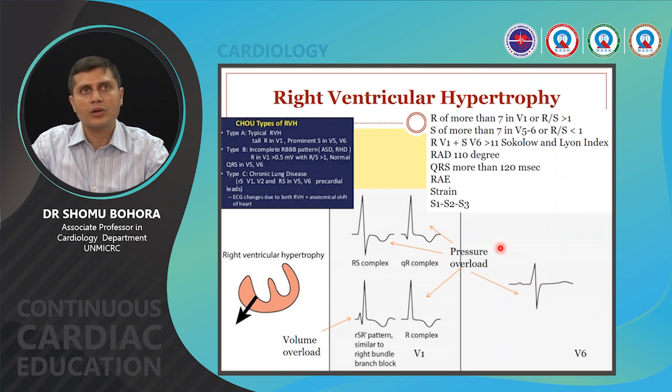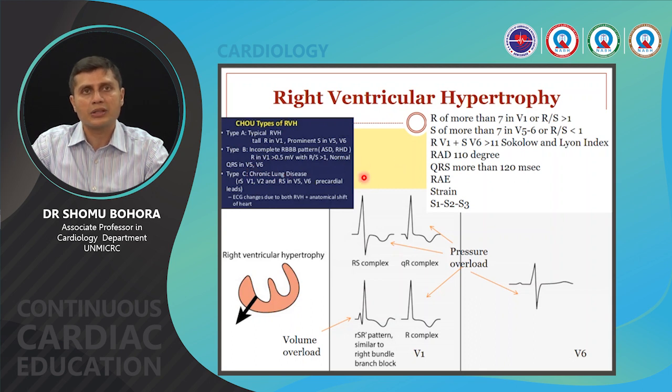Going on to right ventricular hypertrophy, there are three major types of right ventricular hypertrophy. One is the typical right ventricular hypertrophy, characterized by a tall R in V1 and prominent S in V5, V6. While type B, which is due to volume overload, suggests an incomplete RBBB pattern, which occurs with ASD or rheumatic heart disease, and suggests that R in V1 is more than 0.5 millivolt and the R by S ratio is more than 1, and QRS in V5, V6 is normal.